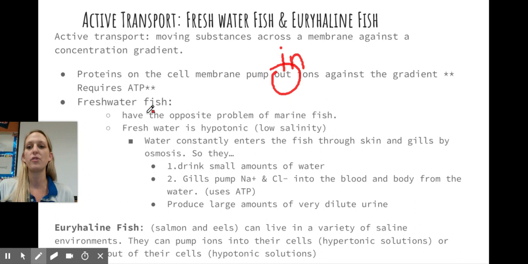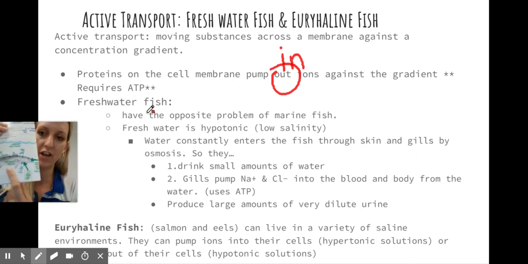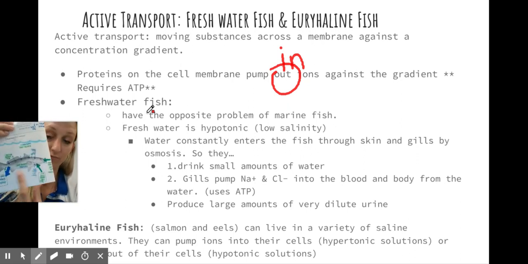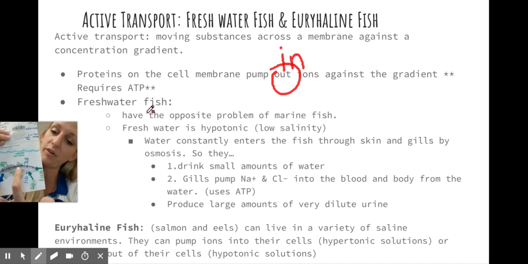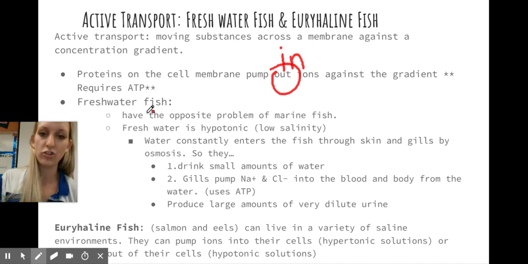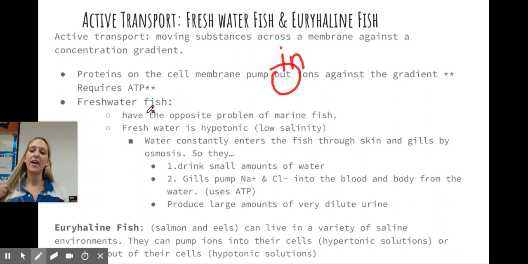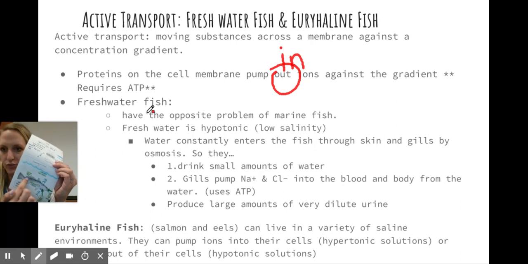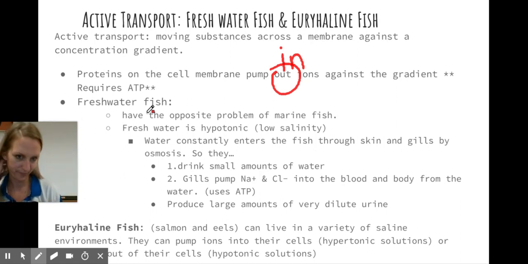Their gills are going to pump sodium and chloride ions into their bodies. So it's active transport because it's going from an area where there's low solutes, which is the fluid it's in, into an area that's already a little bit higher. So it's going to go against your concentration gradient. And then whenever they urinate, they produce large amounts of very diluted urine because they're getting large amounts of water just flooding their body all the time.